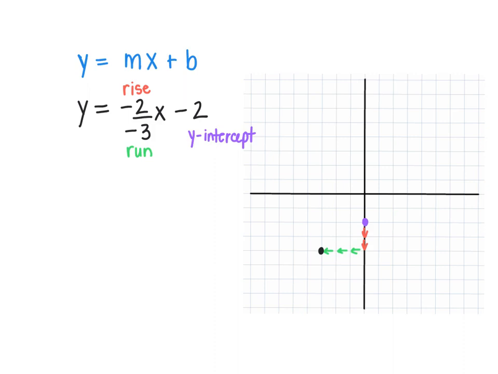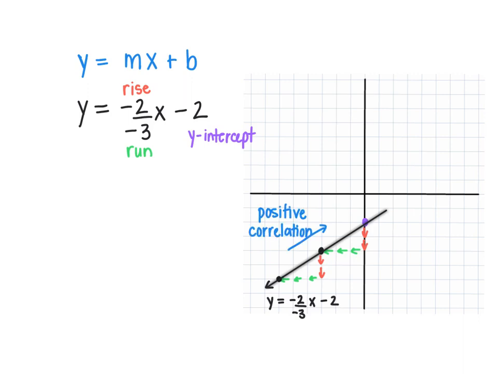In all of our other examples, and in most cases, we plot our run to the right because we typically have positive runs. For this situation, we will continue to plot down 2 and left 3 until we run out of space on our grid, and then we can draw and label our line through the points. If we look at our completed graph, we can see why this is an unusual situation. Our graph now reflects a positive correlation.